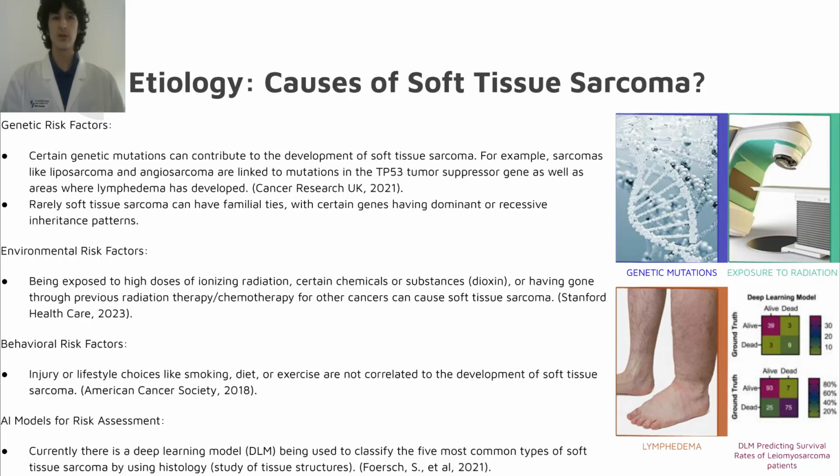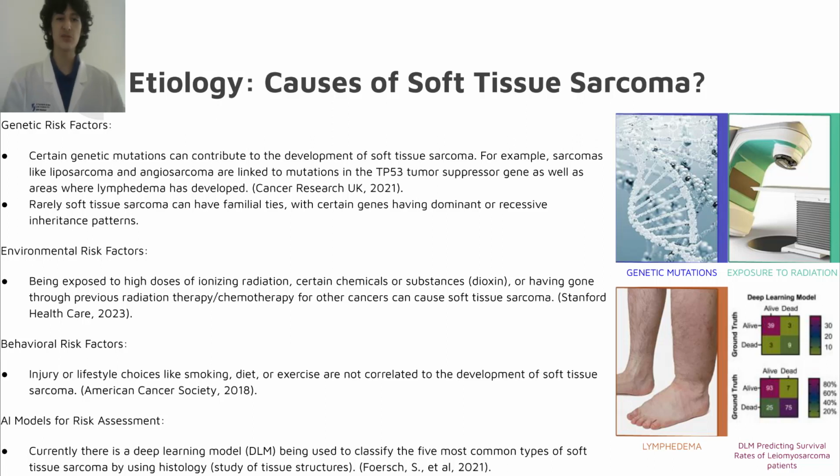Moving on to slide 3, we'll take a look at the multiple risk factors that can cause soft tissue sarcoma. First, for genetic risks, certain genetic mutations can contribute to the development of soft tissue sarcoma. For example, sarcomas like liposarcoma and angiosarcoma are linked to mutations in the TP53 tumor suppressor gene, as well as areas where lymphedema has developed. And rarely, soft tissue sarcoma can have familial ties, with certain genes having dominant or recessive inheritance patterns.